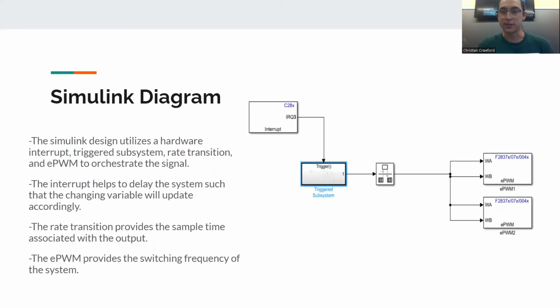All right, so initially we were given the Simulink design from the instructors. And as you can see, we have a hardware interrupt, a triggered subsystem, a rate transition, and EPWM to help produce the signals. The interrupt is known to act as a delay, which helps change variables within the system to act accordingly. The rate transition also provides the sample time associated with the output. And we know that the pulse width modulation provides our switching frequency.